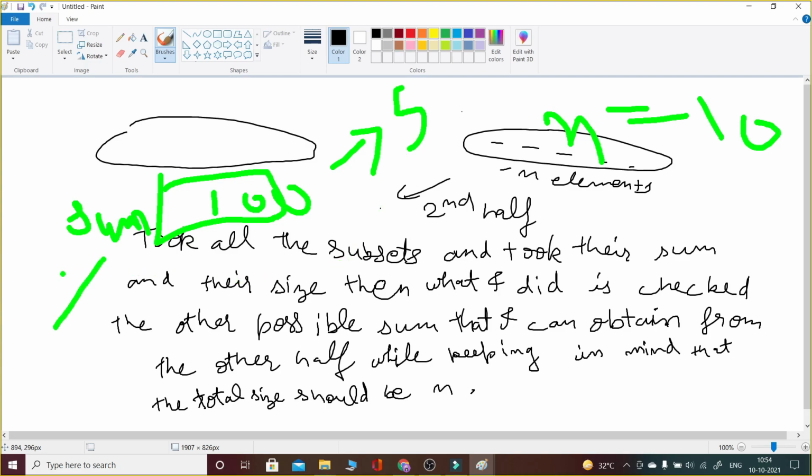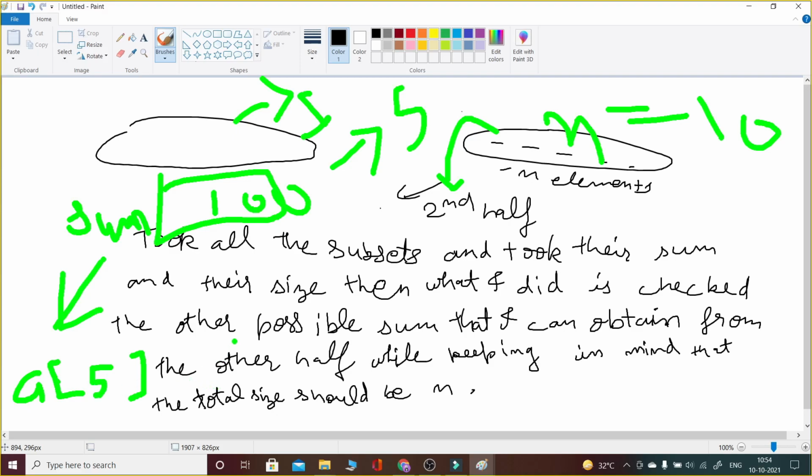Why do we require 5 more elements? Because we have to partition the array into n elements. So if we take 5 elements from this side, then the other 5 elements should be from the other side. Because we are checking all the subsets, all the cases would be covered. If I take 5 elements from the right side, I would have to take the other 5 elements from the other side. Also, as we know, I have stored the sum corresponding to the size. So what size do we require?